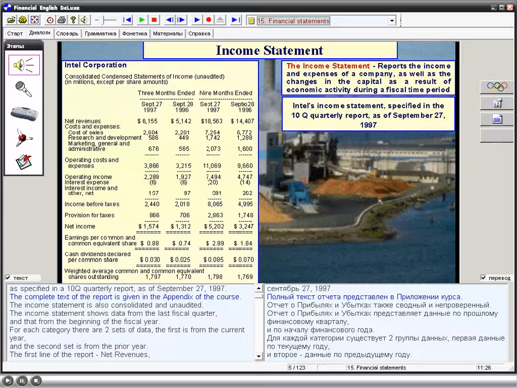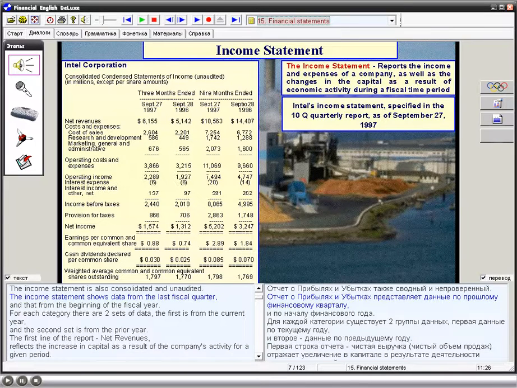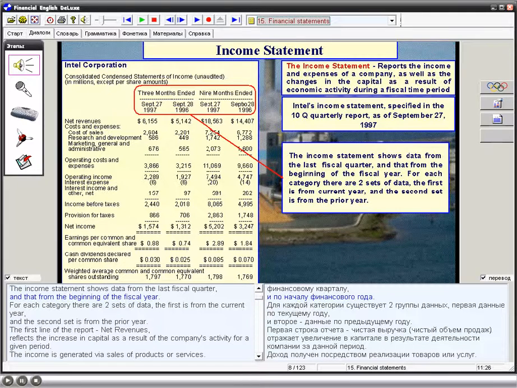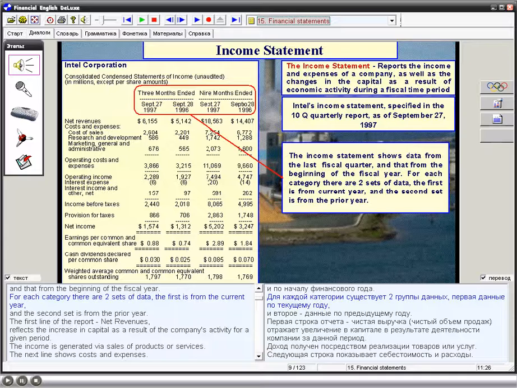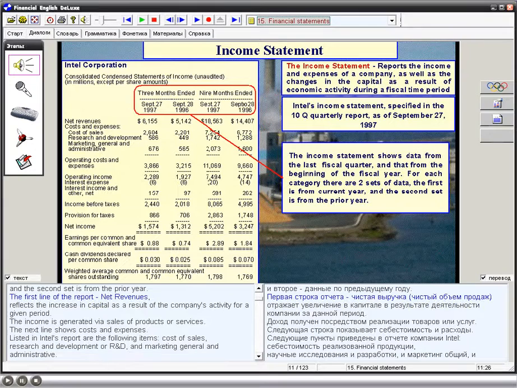The complete text of the report is given in the appendix of the course. The income statement is also consolidated and unaudited. The income statement shows data from the last fiscal quarter and that from the beginning of the fiscal year. For each category, there are two sets of data. The first is from the current year, and the second set is from the prior year.